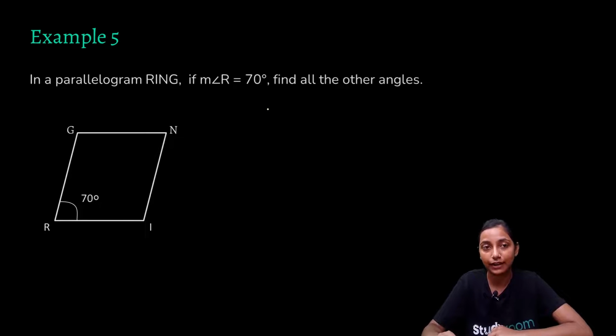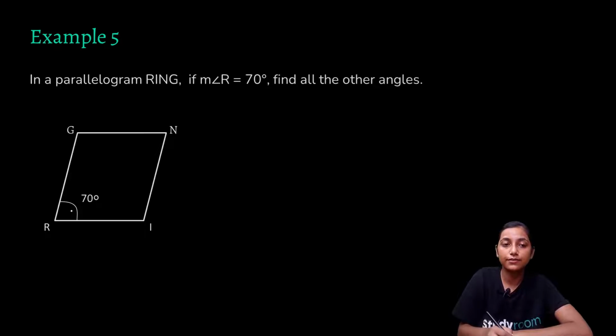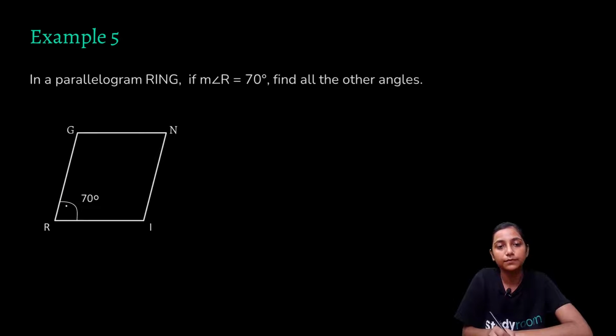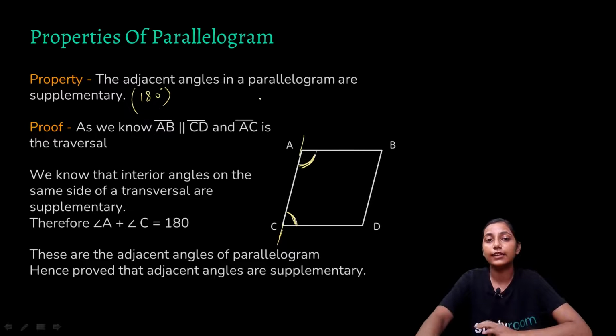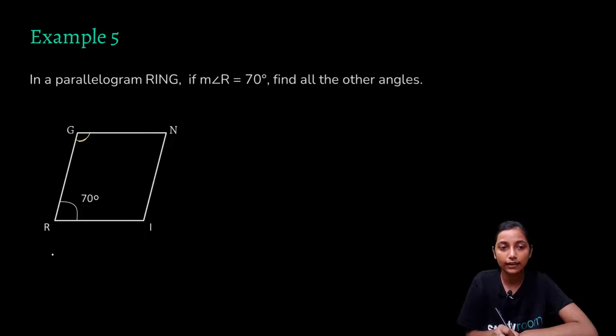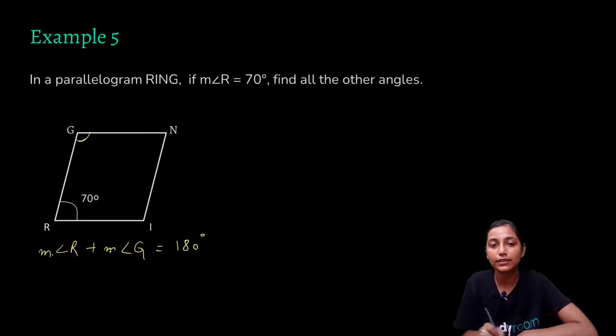See this example number 5. RING is a parallelogram that is given to us. The measure of angle R is given to be 70 degree. We need to find all the other angles. Since R is 70 degree, from the previous property that the adjacent angles in a parallelogram are supplementary, we can say that measure of angle R plus measure of this angle G is going to be equal to 180 degree, because these are supplementary.